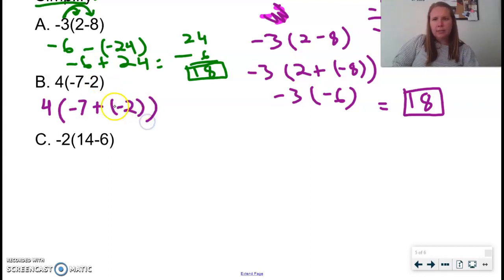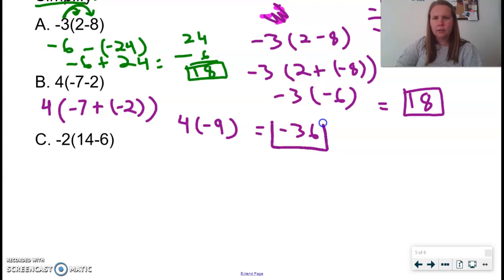So now I have a double parentheses in here, and this is just keeping this negative with it. So really all I have to do is -7 plus -2 now. Remember, they're both negatives, so you just add the two numbers up, 7 and 2, which is 9, and keep that negative sign. So now I have 4 times -9. 4 and 9, if I multiply them, is 36. They are opposite signs, and I get a negative answer, so -36.